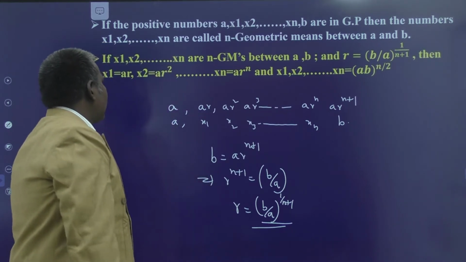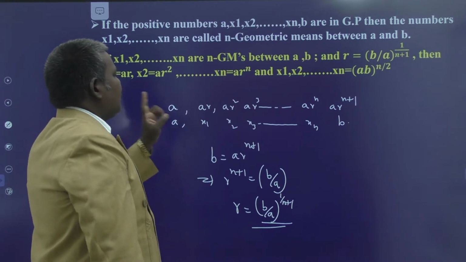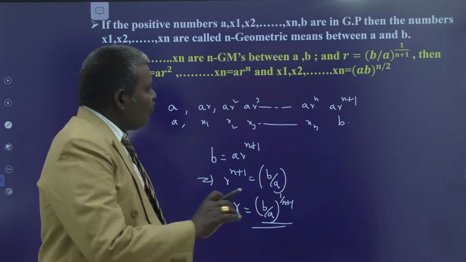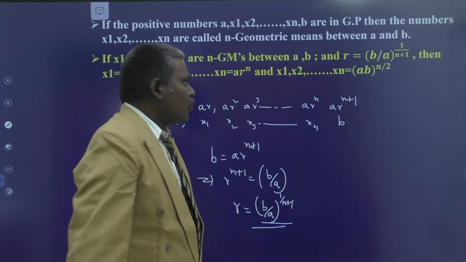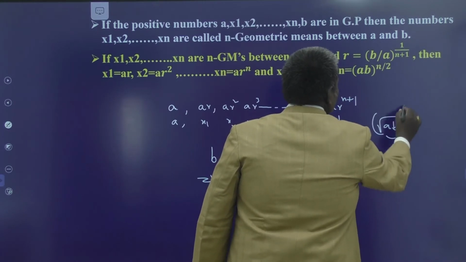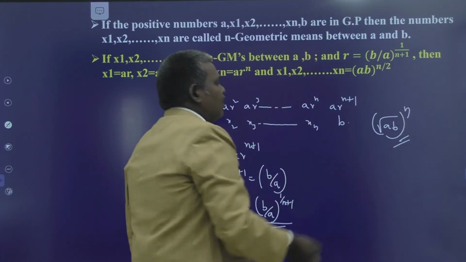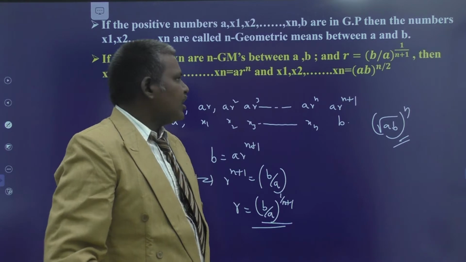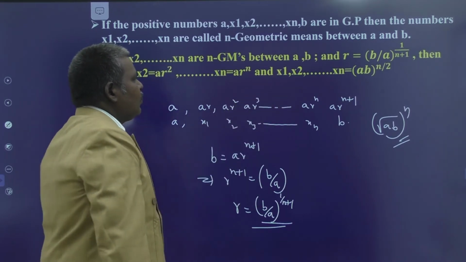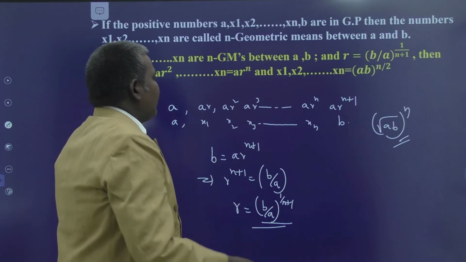And what are you going to prove? You are going to prove that the product of n geometric means is equal to the nth power of one geometric mean. Root ab is one geometric mean of a and b, so the product is (ab) whole power n, the nth power of one geometric mean. You are going to prove that. So what is my r value? (b by a) whole power 1 by n plus 1.